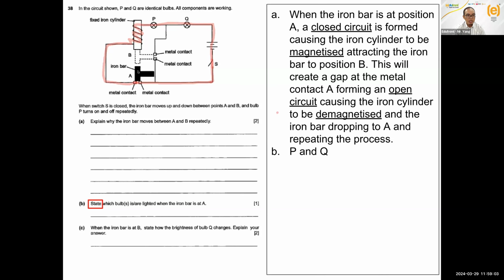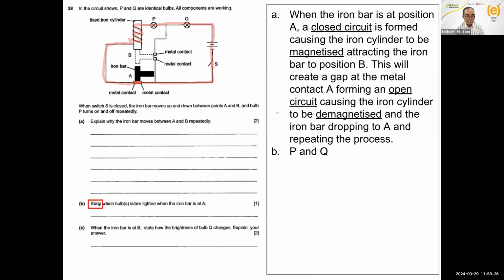This will happen only when the iron bar is at point A. When the iron bar is at point A, the gap here is closed, right? Because the iron bar is a conductor of electricity, so there's no gap here. Only when A goes up to B, then there's a gap. It becomes an open circuit. Now there's a closed circuit. So the answer is both P and Q. Okay?